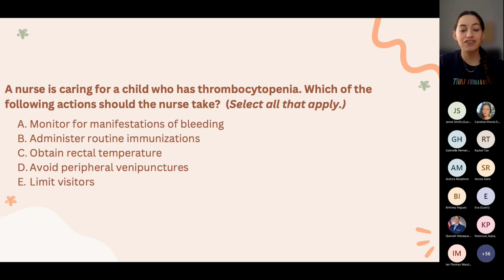All right, a nurse is caring for a child who has thrombocytopenia. Which of the following actions should the nurse take? Select all that apply. Monitor for manifestations of bleeding, administer routine immunizations, obtain rectal temperature, avoid peripheral venipunctures, and limit visitors.